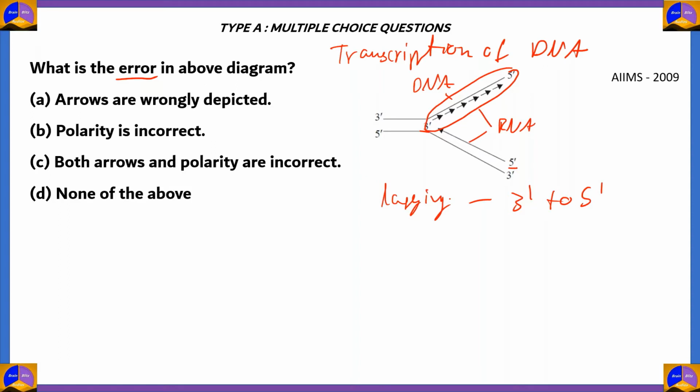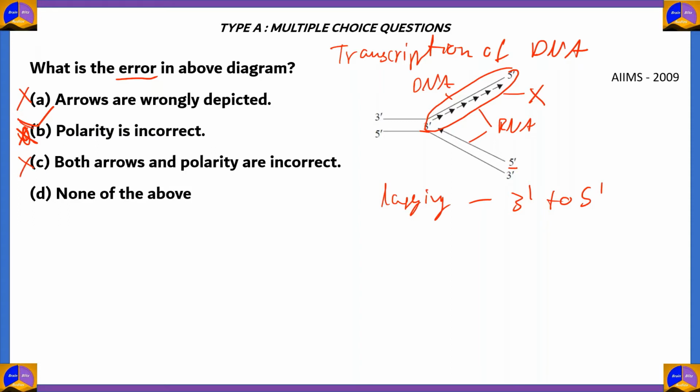If it's from 5' to 3', then it codes in the opposite direction and it forms lagging strands. So the polarity is incorrect. The polarity of the lagging strands are incorrect. So option B is the right option. Now, if you say that option A, arrows are wrongly depicted, that's incorrect, because any one of the strands can be leading or lagging. And since the arrows are correct, that means that A and C are incorrect.